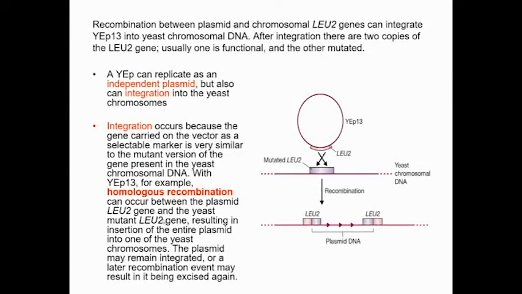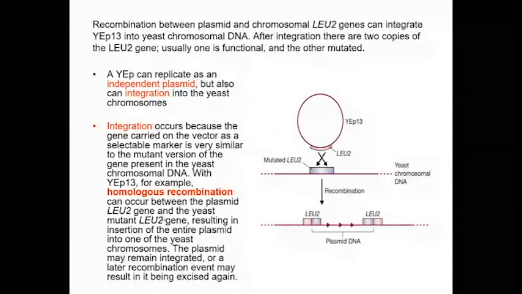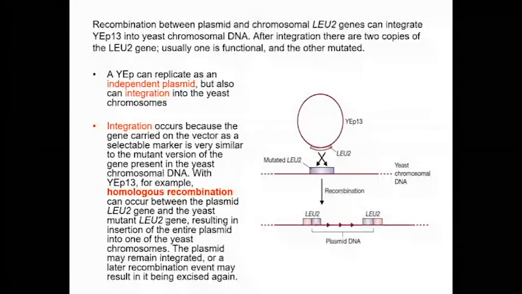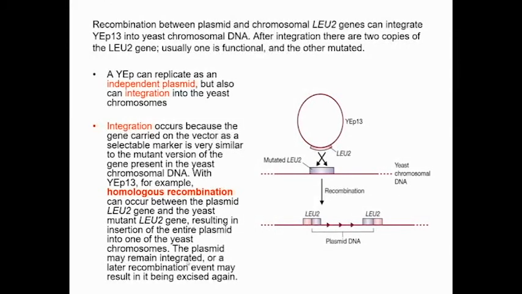And then the homologous recombination. So this is the example that we will discuss in great detail later on this week, to produce the gene knockout cell. So for example, this YEP, okay, can replicate independently, and carries this LEU2 gene, all right?